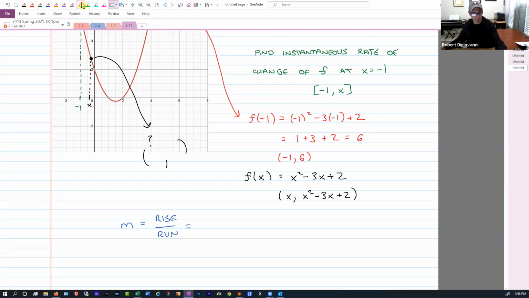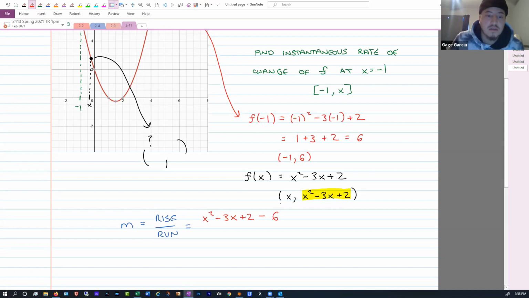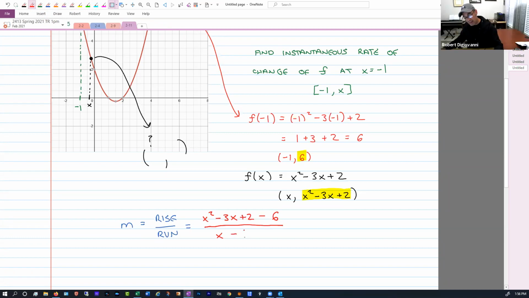So what do you want me to start with? So the x squared minus 3x plus 2, and then minus the 6. Subtract the 6. Good. And then the bottom would be the x subtracted the -1. Perfect. Subtract -1. So isn't that going to be an add at some point? Yes.